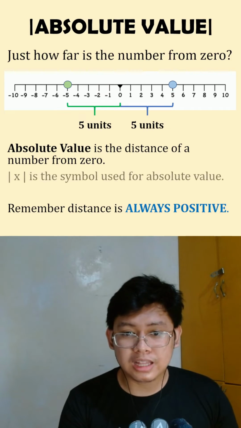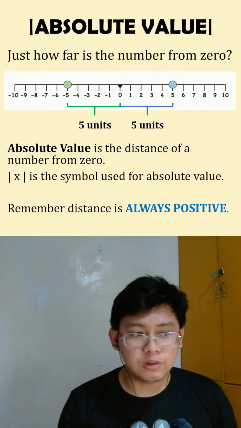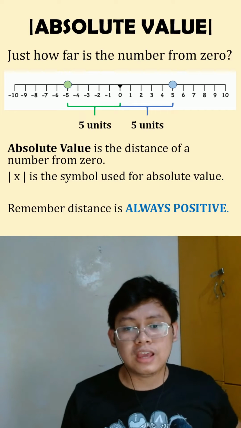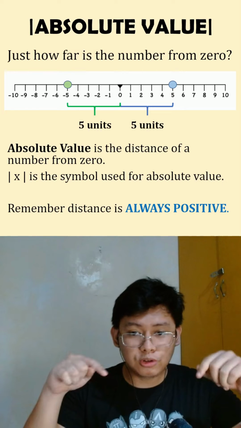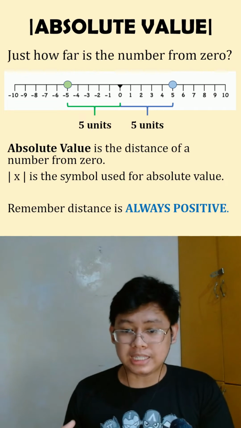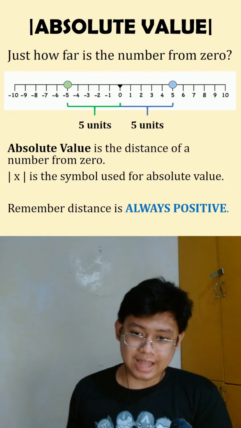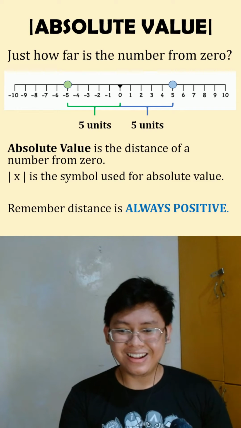And take note that absolute value is denoted by the 2 bars. Okay? Tapos, yung number nasa loob. So, pag kinuha natin yung absolute value ng isang number, we always get the positive value of that number. And that's it. Tada! Alright.